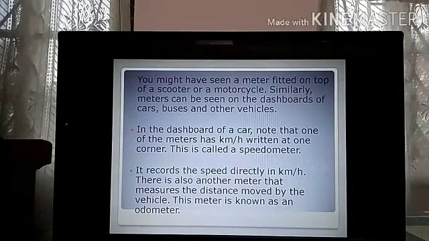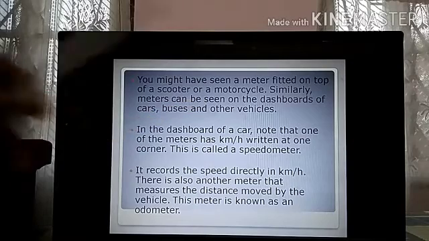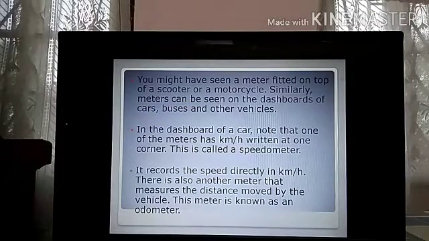Now you might have seen the meter fitted on the top of a scooter or a motorcycle. Similarly, meters can be seen on the dashboards of cars, buses and other vehicles. Dashboard means where the driver sits and drives his car. Just in front of the driver's seat, there is a board, and on that board you must have seen it shows how much speed you are traveling. Suppose you are traveling at a speed of 20 km per hour, that will be shown. Suppose you are traveling at 80 km per hour, that can be seen on the meter.